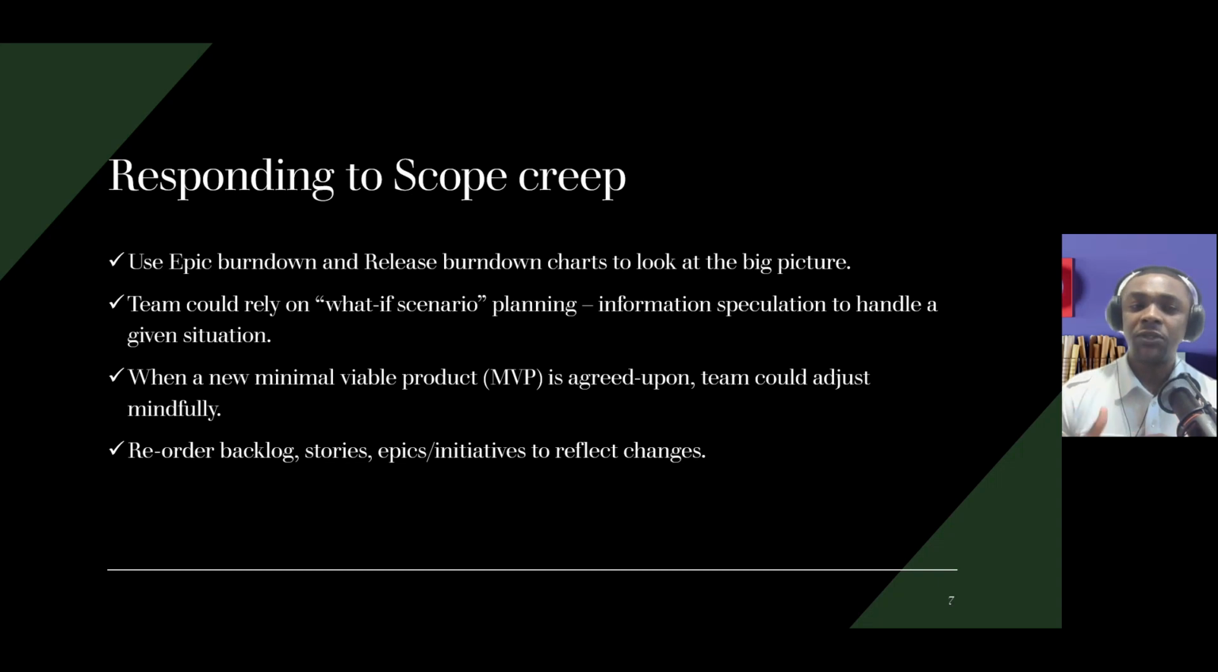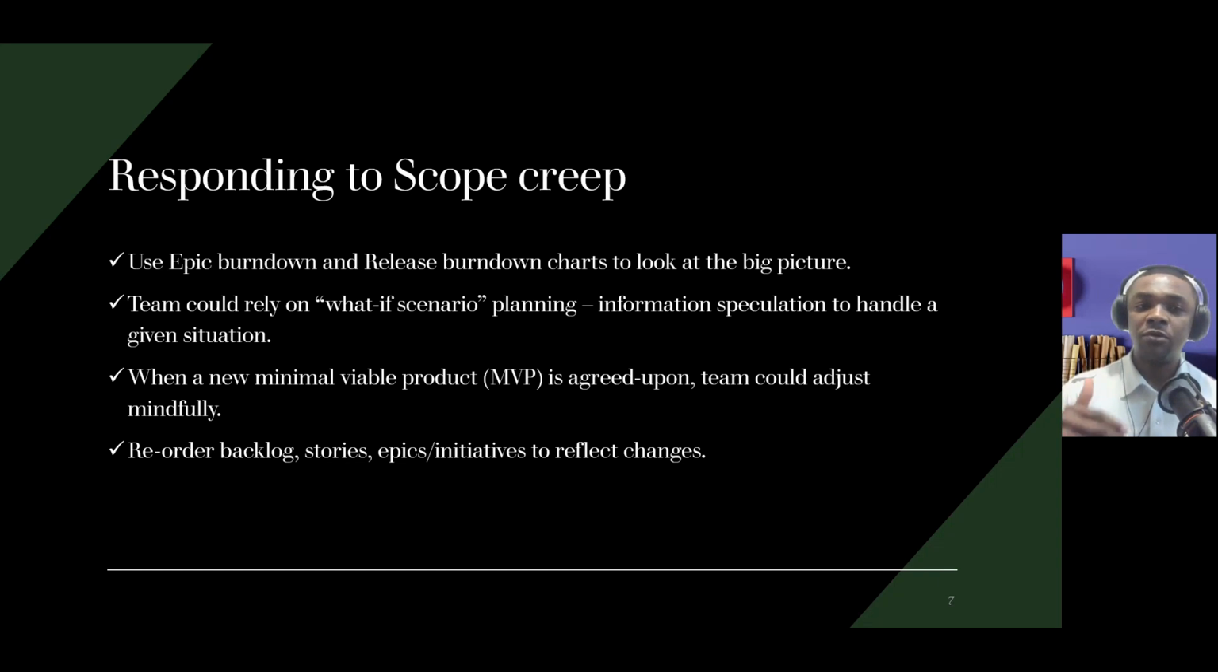The team could also rely on what is called what-if scenario planning. What-if planning is a kind of informal speculation to handle a given situation. So it gives us an idea. It's an informal way to speculate on how we could handle something if this happens. If this happens, what could we do?